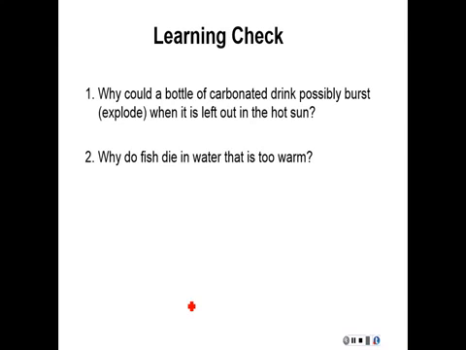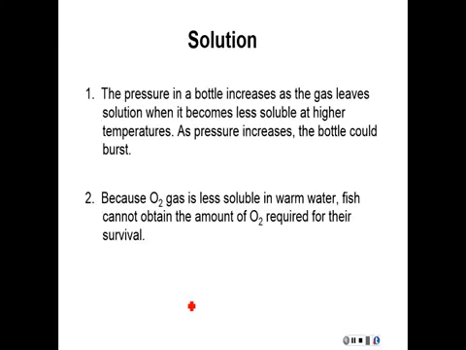Okay, here are the answers. The pressure in a bottle increases as the gas leaves the solution when it becomes less soluble at higher temperatures. So as pressure increases, the bottle could burst. So what this means is that the can heats up in the sun. You drive the CO2 out of the solution, and it builds up a lot of pressure, more than normal, above the liquid in the can. And that means that it could explode possibly.